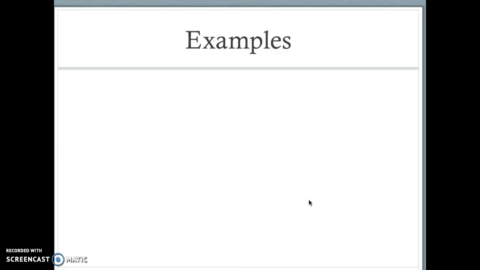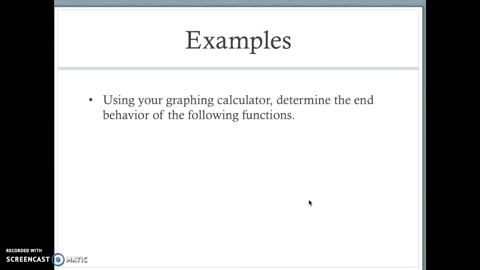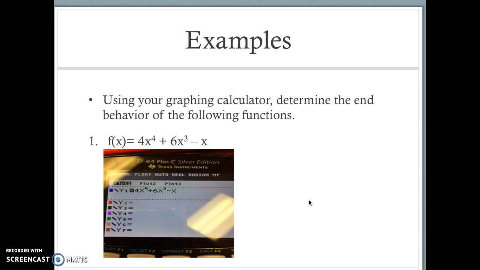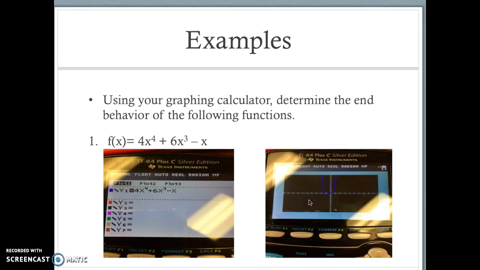Now here are some examples. Using your graphing calculator, determine the end behavior of the following functions. We have f of x equals 4x to the fourth power plus 6x cubed minus x. So go ahead and plug that into your graphing calculator. I plugged it into mine. Here's a picture of what it looked like when I plugged it into my y equals. And here is a graph of that function.